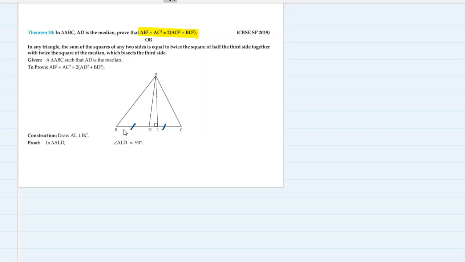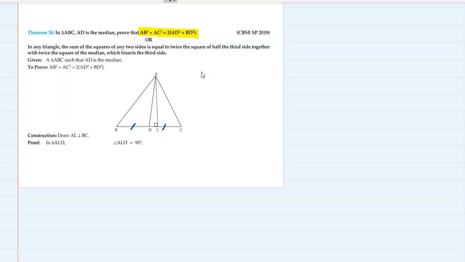So you must make a right angle triangle and then start with the proof. What you need to do is draw AL perpendicular to BC. After drawing AL perpendicular to BC, you will find a couple of right angle triangles. Can you please list the number and the names of the right angle triangles which you see in this figure?